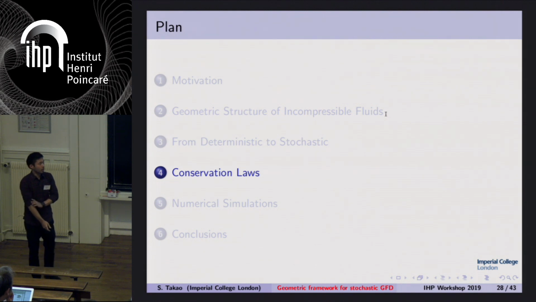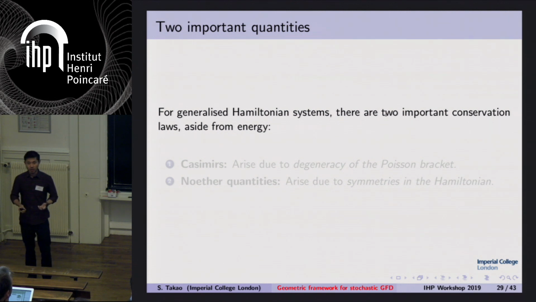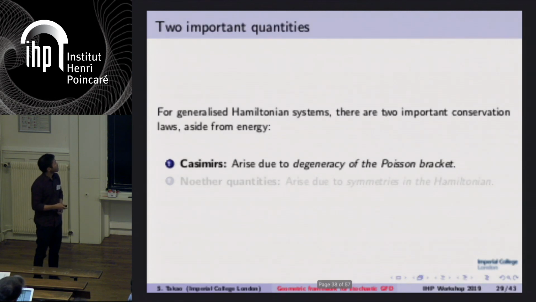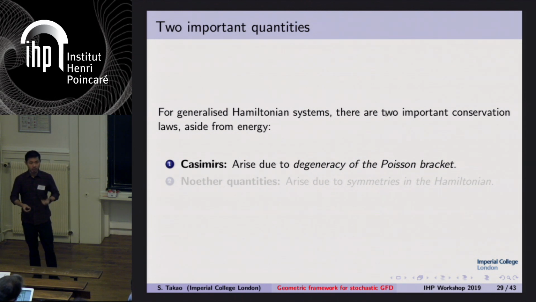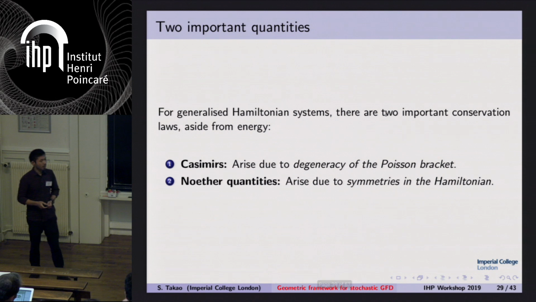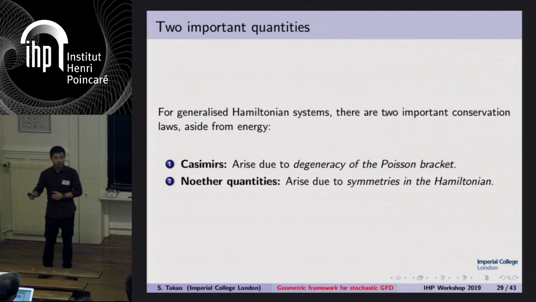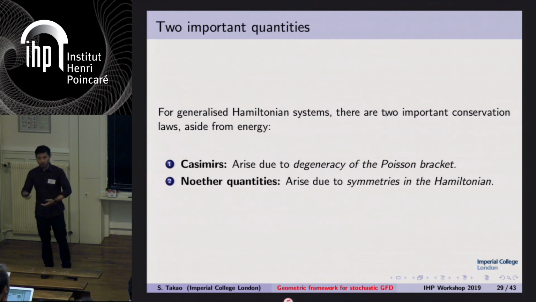Okay. So now let me talk about the conservation laws that are present in the system. There are two very important conservation laws associated with generalized Hamiltonian systems. One is the Casimirs, which is the conservation law that comes out of the degeneracy of the Poisson structure. So this is only related to the Poisson structure, not the Hamiltonian itself. It's kind of like a kinematic conserved quantity. And the second one is the Noether quantity, which is the conservation law that arises due to the symmetry of your Hamiltonian. This is Noether's theorem, which relates the symmetry of your Hamiltonian with a conservation law.